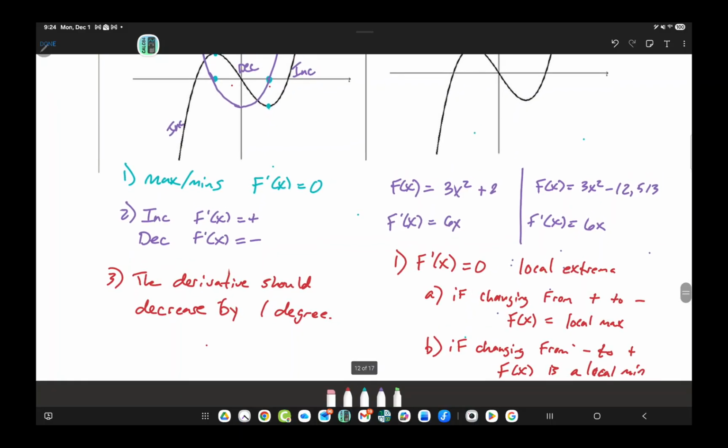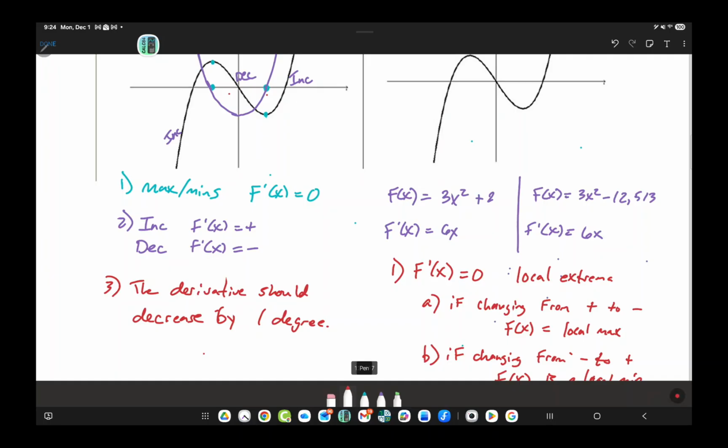So what that means is right here, and right here, we have three extrema. Here, f prime of x changes from negative to positive, so this is going to be a minimum. Here, f prime of x changes from positive to negative, so it's going to be a maximum. Here, f prime of x changes from negative to positive, so it's another minimum.